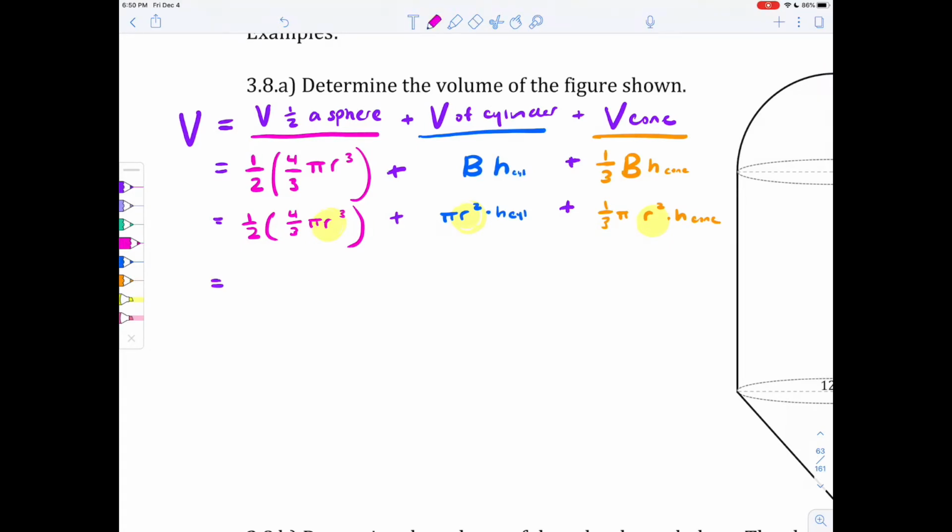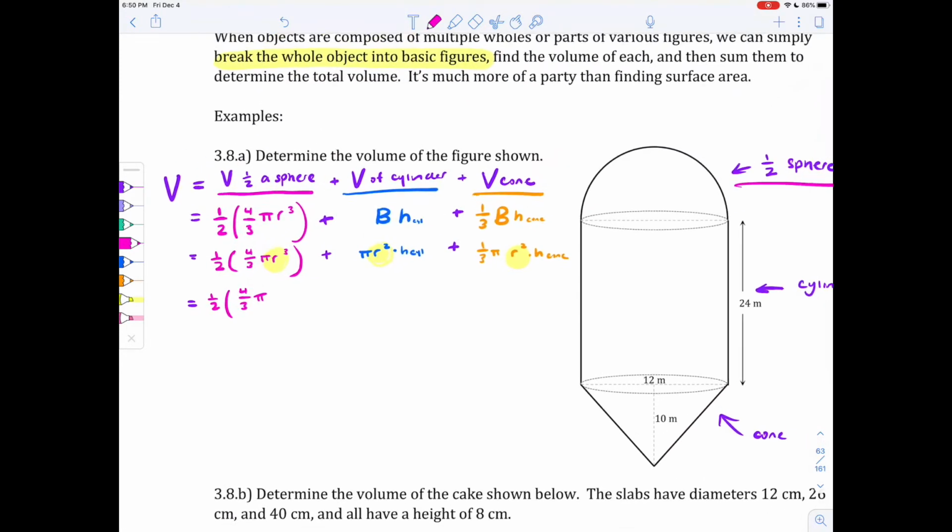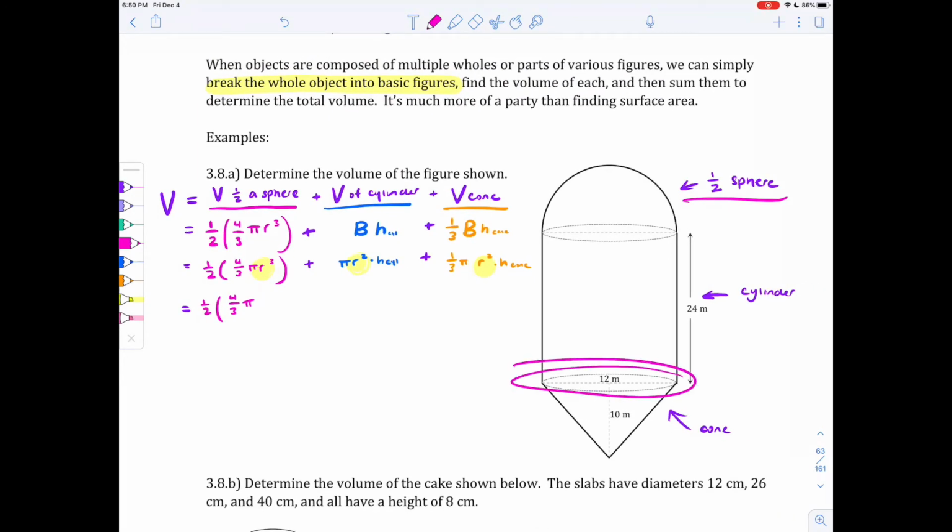Okay, so I have 1/2, I have 4/3, I have pi. What is my radius? Well, taking a look, I can see my whole diameter is going to be 12. My radius is half of that, so it's going to be 6. And I don't have to show that calculation for the radius. It is kind of assumed that you know how to figure that out by now. If you want to show it, cool, but it is not absolutely mandatory. So that is my plugged in values for my half sphere. For my cylinder, I have pi. My radius is again same. It's going to be 6. And my height of my cylinder is this 24.